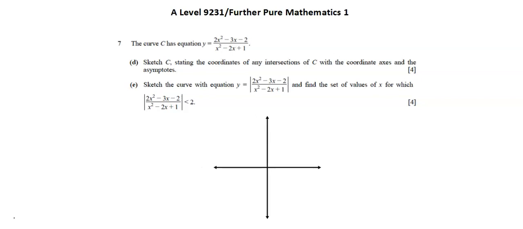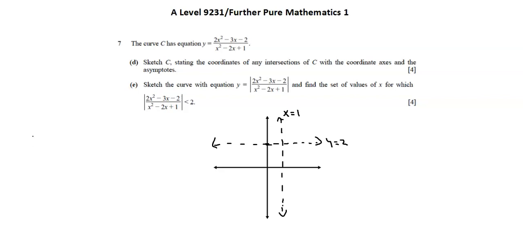I'll start by drawing in the asymptotes. We previously identified a vertical asymptote at x equals 1 and a horizontal asymptote at y equals 2. We haven't yet calculated our roots. We haven't determined where y is 0.